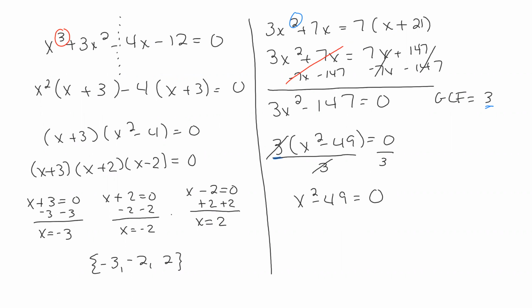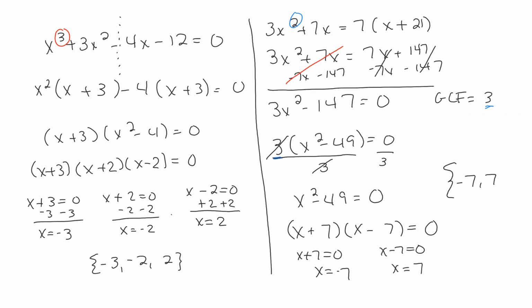So now we have x squared minus 49, which is the difference of squares. For the difference of squares, you take the square root of x squared, which is x. You take the square root of 49, which is 7. You add, and then you subtract. So now I get x plus 7 equals 0. I'm almost out of space, so we would subtract 7 from both sides. That gives me x is -7. I then have x minus 7 is 0. So I would add 7 to both sides, and I would get x equals 7. And then finally, my solution would be -7, 7. So there we have it.